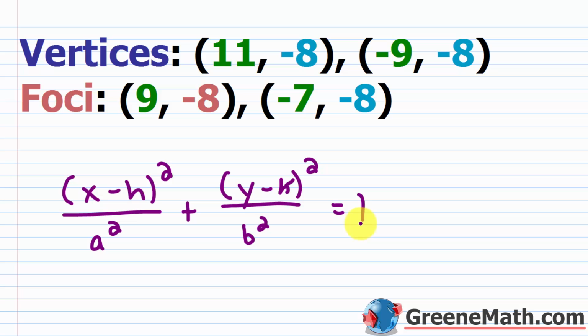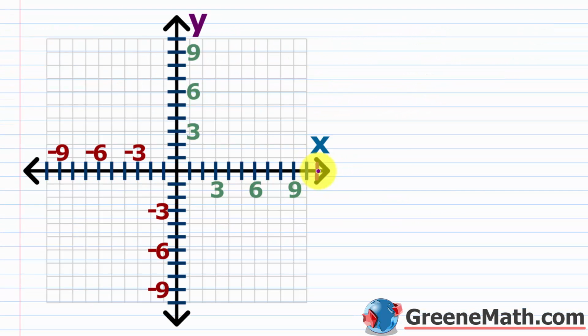Well, if I think about the vertices here, you got 11 comma negative 8, and you got negative 9 comma negative 8. So 11 comma negative 8 would be something like right here, and then negative 9 comma negative 8 would be like right here. If these are the vertices, we know that this is going to be a horizontal ellipse. We know that because the vertices are the endpoints of the major axis, and the major axis here is running horizontally.